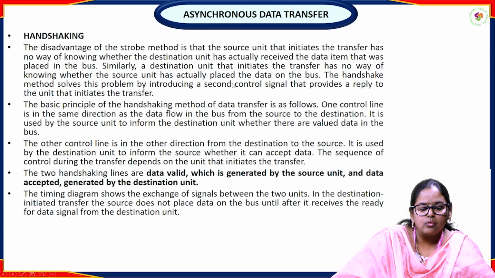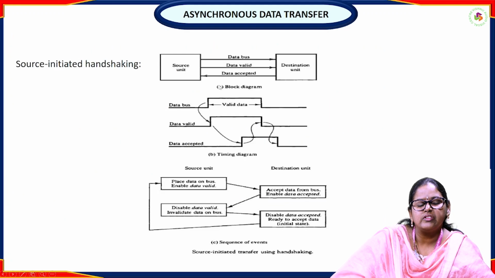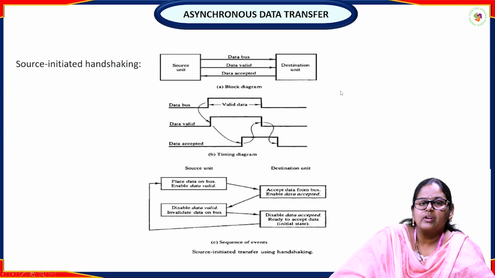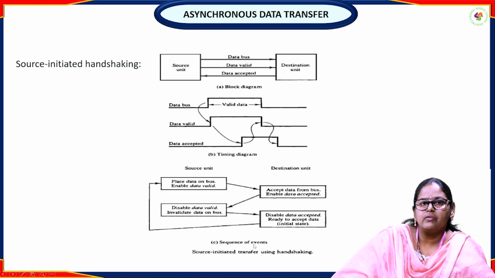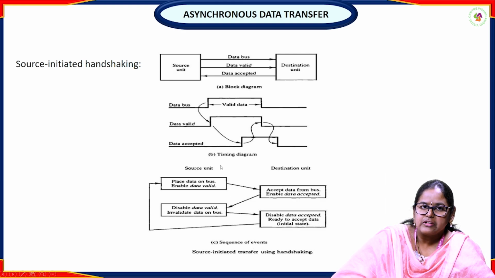And when we go with the source initiated handshaking process, you can see the diagram like this, where we have our source unit and our destination unit there. And how exactly the data transfer happens here, you can see: you have the block diagram, and you have the timing diagram representing the timing of the different events, and the sequence of events, the flow of events which happen in source initiated handshaking.